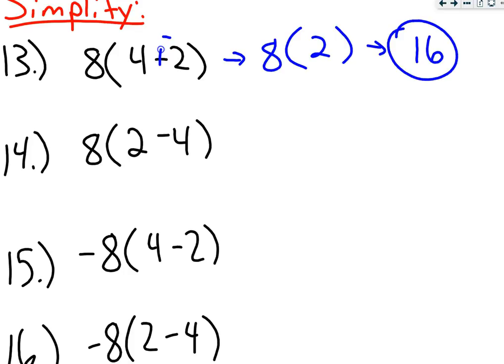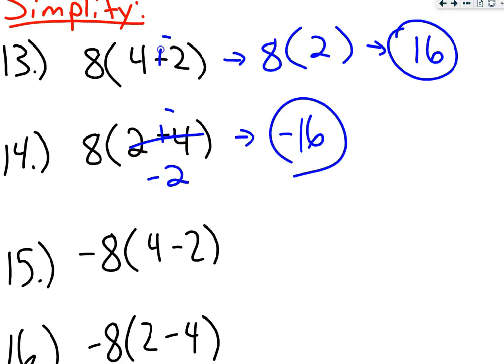Number 14, leave, add, change. That's 2 plus a negative 4, giving me a negative 2. Positive 8 times a negative 2, I know will result in a negative 16. And the last few examples you can try on your own if you need to. I'm going to move along.